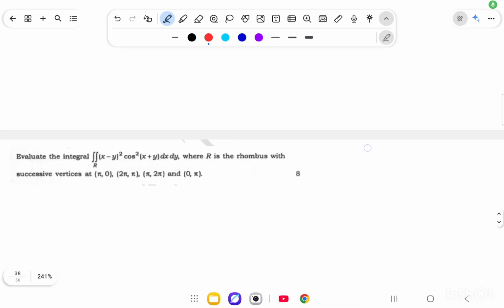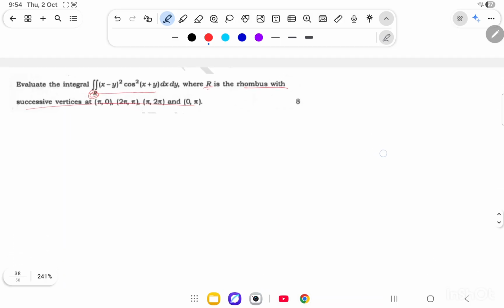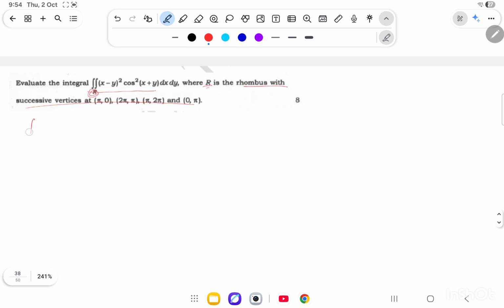And third says that evaluate the integral, that is this given integral, over region R, and the region R is basically a rhombus formed with these vertices. So first let's just see the figure and see how we can solve it. So we are supposed to evaluate this integral, that is (x minus y) square cos square (x plus y) dx dy, and the region R is basically this rhombus that I am drawing.